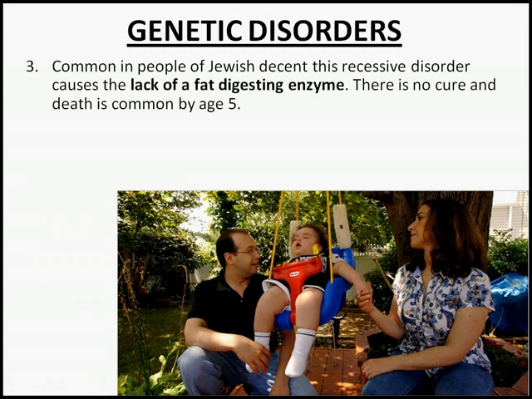The third one is common in people of Jewish descent. This is a recessive disorder caused by the lack of a fat-digesting enzyme, which sounds weird, but a buildup of fat in the wrong places is not good for your body, especially when it could be in vital organs. There is no cure, and death is common by age 5, so this is a pretty nasty one. This is called Tay-Sachs.